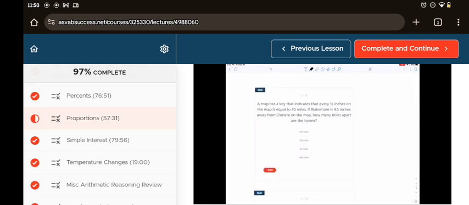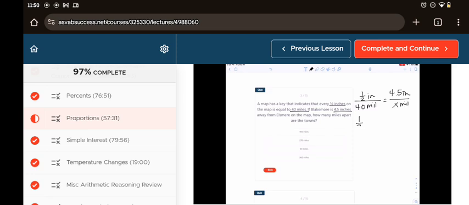Number 3 says, a map has a key that indicates that every half inch on the map is equal to 40 miles. If Blakemore is 4.5 inches away from Ellesmere on the map, how many miles apart are the towns? So my 2 scenarios are half inch is equal to 40 miles. And 4.5 inches is x miles. So 1/2 of an inch is 40 miles. 4.5 inches is x miles.